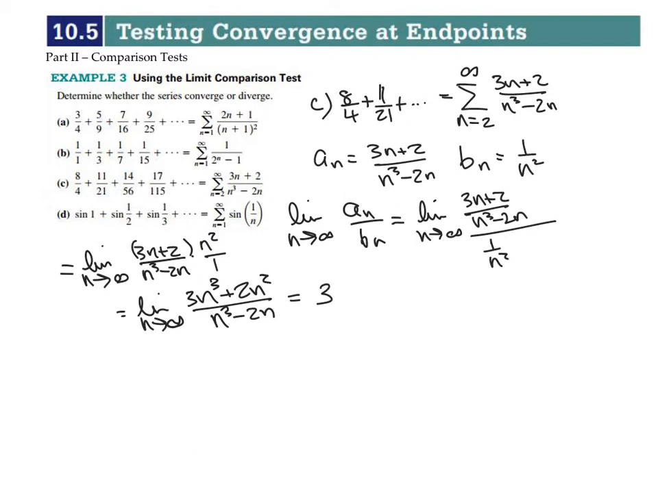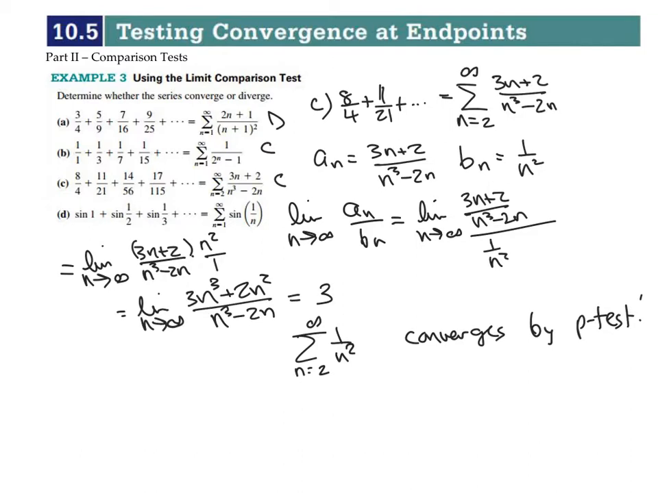And what about the sum, n equals 2 to infinity in this case, of 1 over n squared? Well, that converges by the p-test. So at this point we have diverge, converge, converge. Let's take a look at the last example.